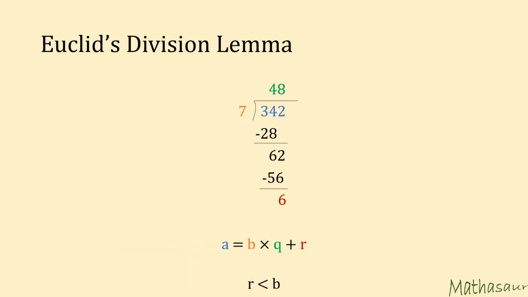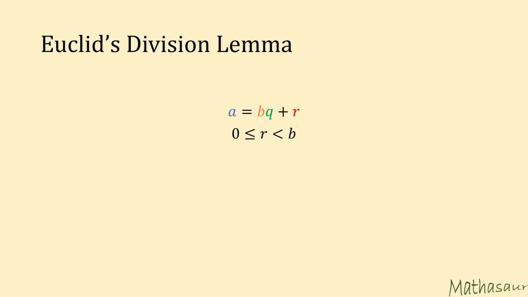Now let us shorten these words and write them as A is equal to B times Q plus R, where Q is the quotient and R is the remainder. And R has to be less than B. Now A is equal to BQ plus R, where R is greater than or equal to 0 and less than B, is known as Euclid's division lemma. Now this concept has application in finding the HCF or highest common factor of two numbers.